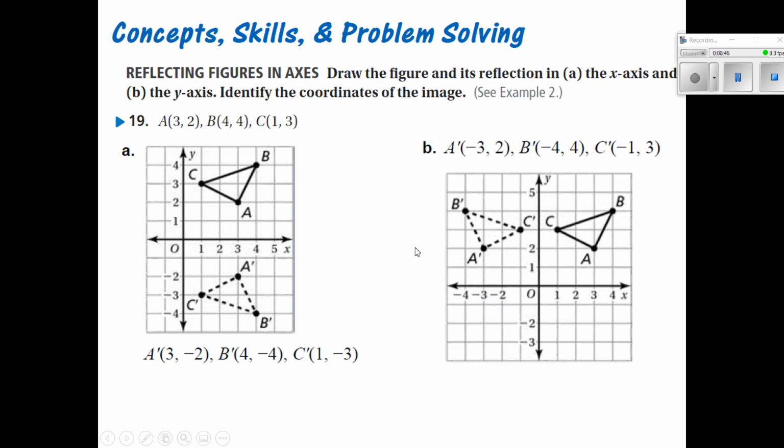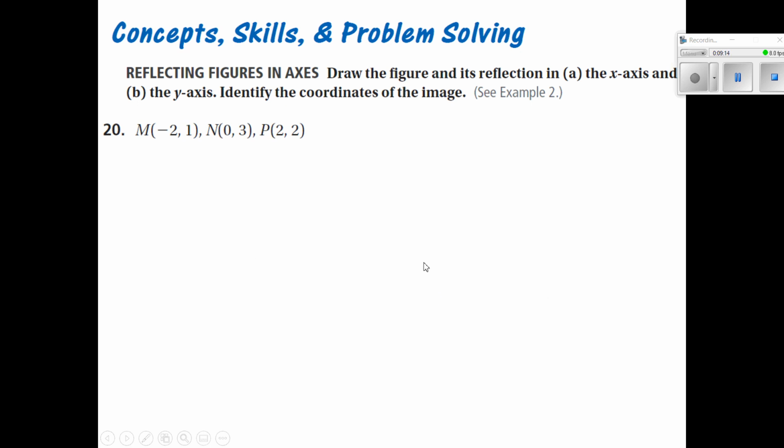All right. Now it says for part B, then the y-axis. Well, the same image is here, and now C prime will be 1 away from the y line of reflection, y-axis. Line of reflection is going up and down this time. And it's 1 away here, so it's 1 away over here. It's 1, 2, 3, 4 away for B, so 1, 2, 3, 4 for B prime. And it's 3 away from A, so 3 away for A prime. All right. 20 is yours to do.